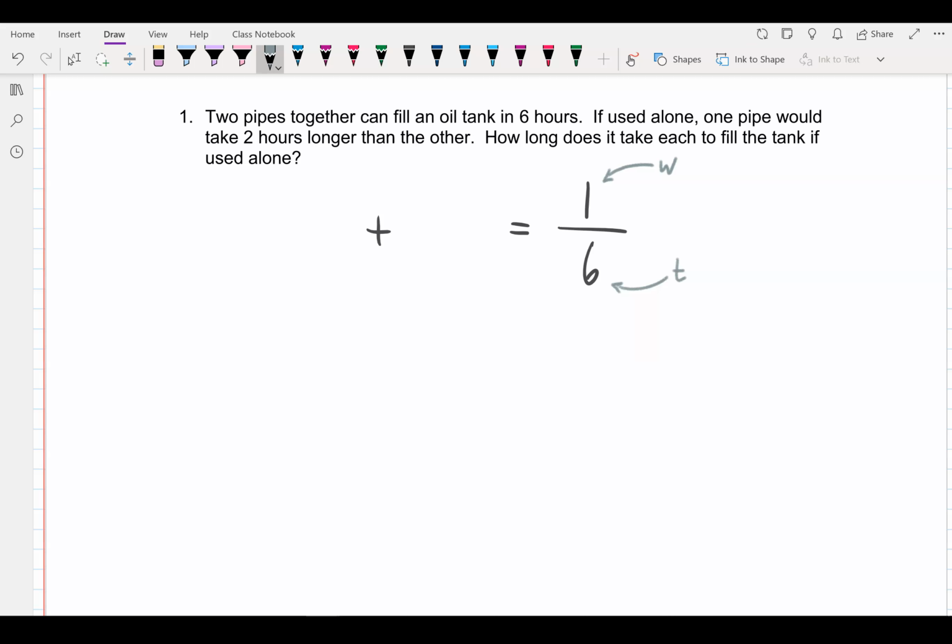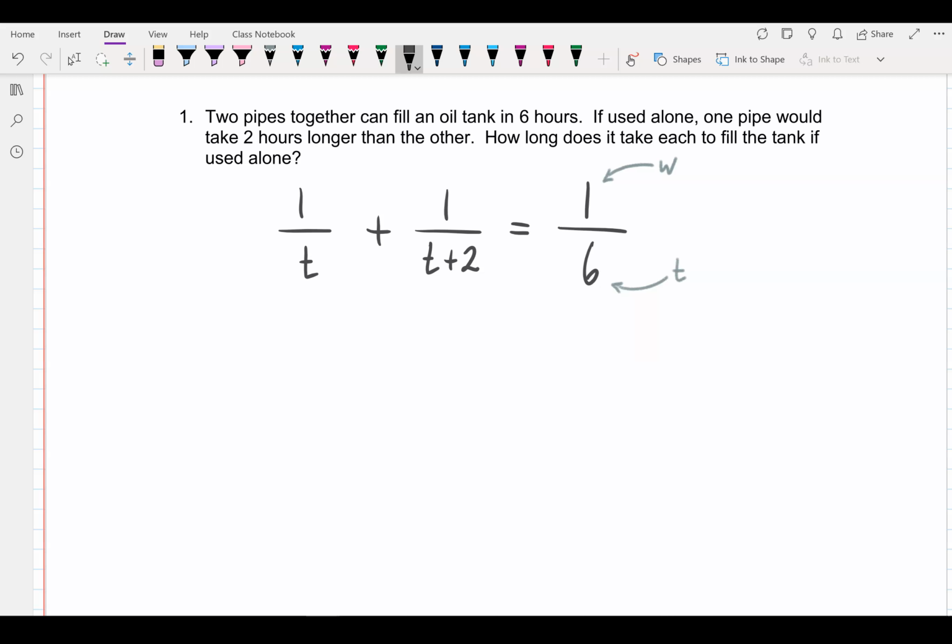And it says if used alone, one pipe would take 2 hours longer than the other. So in order to do the job, one pipe would take 2 hours longer than the other. Well, one pipe must take some mysterious amount of time, t, and the other pipe must take 2 hours longer than that time, t. And then it says how long does it take each to fill the tank if used alone. Okay, so we've got our equations set up.